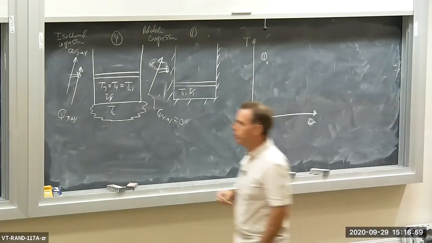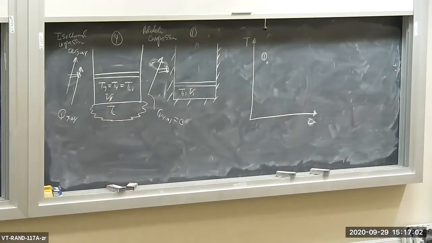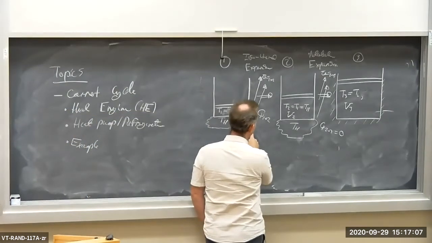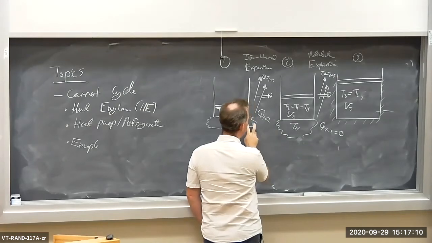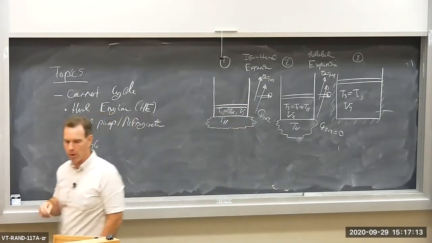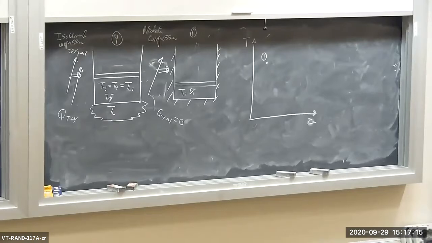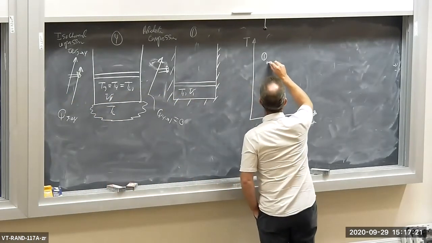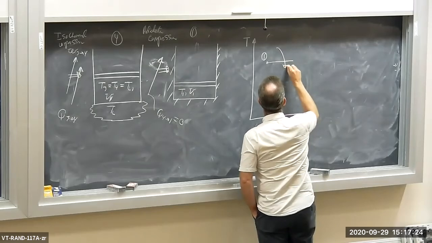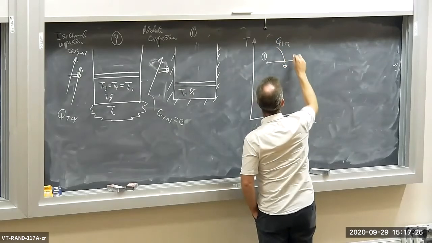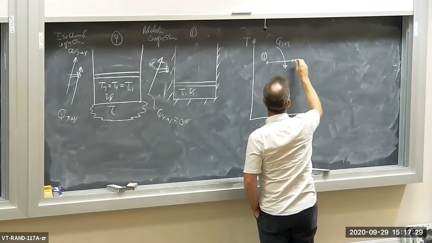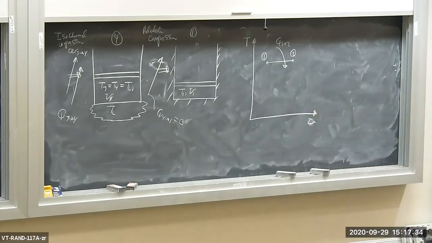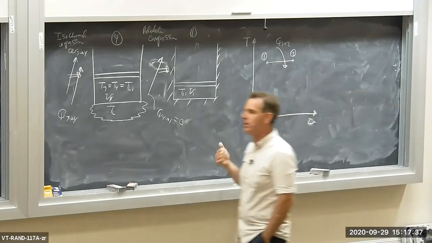Now process 1 to 2 is an isothermal expansion where there's some heat transfer going on from the high temperature reservoir. So this gas is expanding and it's receiving heat from the high temperature reservoir. So we have the heat transfer Q1 to 2, and we're expanding it all the way out to state 2. Okay? So it's an isothermal expansion, therefore it's a horizontal line on the TV diagram.